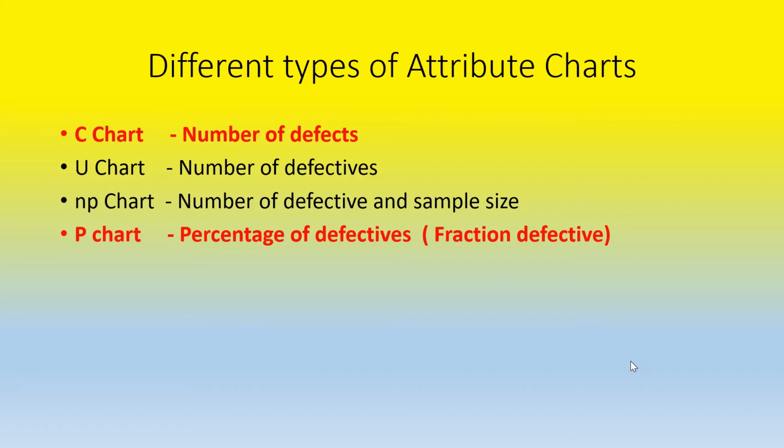There are different types of attribute charts. C chart, it is meant for defects. U chart, it is meant for defects per unit. NP chart, we can use it for number of defectives with constant sample size. P chart, we can use it for percentage of defectives. This one we can say in another word, fraction defective.